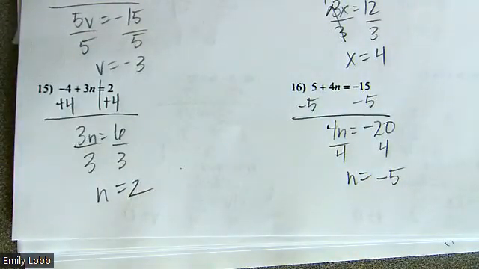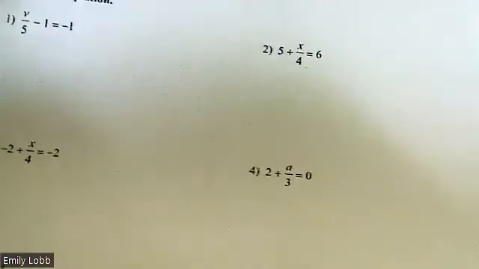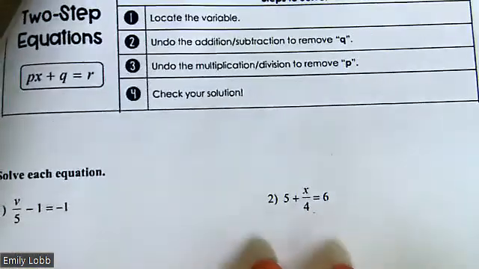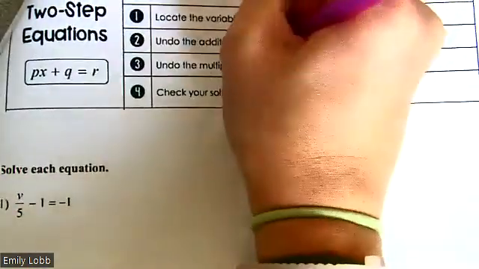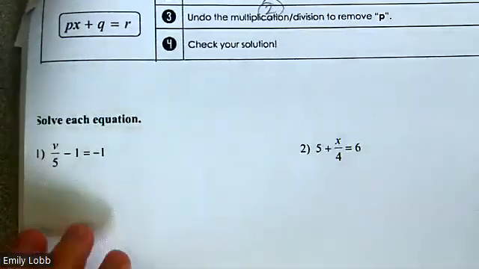Anything you're like, wait, how did she get that? Go back. It's okay. All right. Page 11. This is going to be the same thing, except a little bit different. Two-step equations still. So remember, we're still going to add or subtract, and then we're going to multiply or divide. So let's see how this is different.